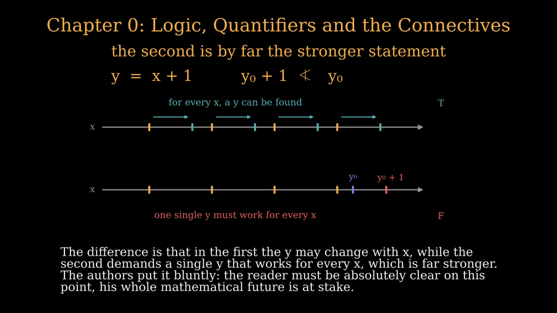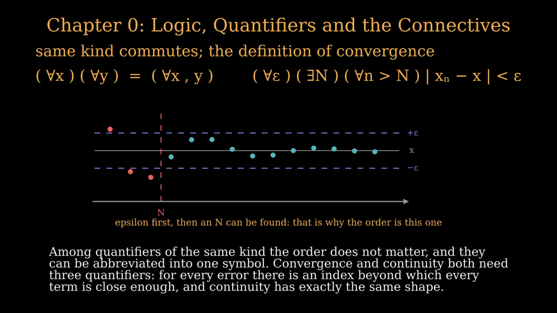The authors put it bluntly. The reader must be absolutely clear on this point. His whole mathematical future is at stake. Among quantifiers of the same kind, the order does not matter, and they can be abbreviated into one symbol. Convergence and continuity both need three quantifiers. For every error, there is an index beyond which every term is close enough, and continuity has exactly the same shape.